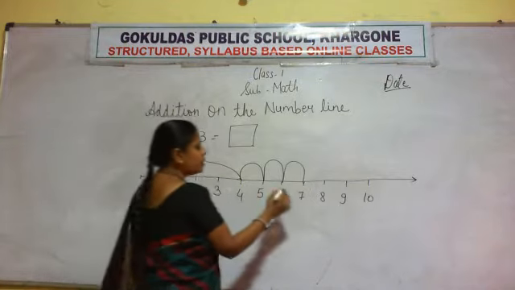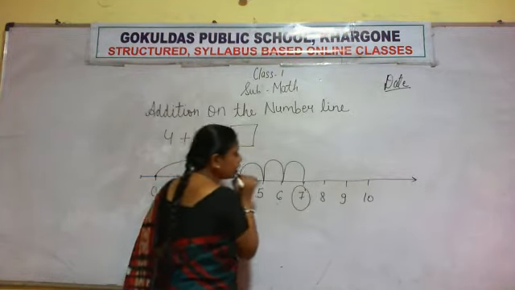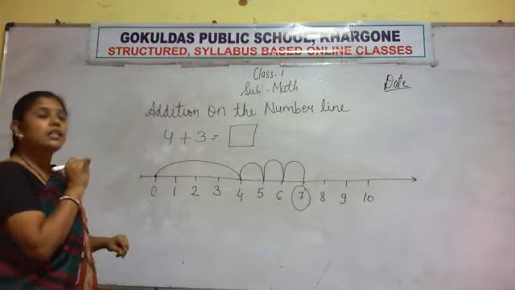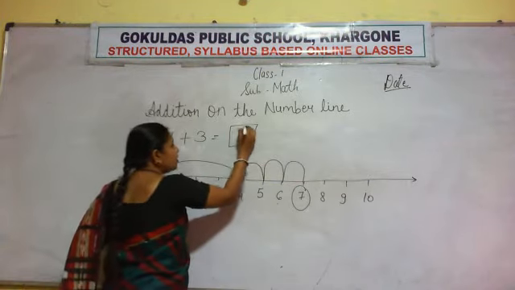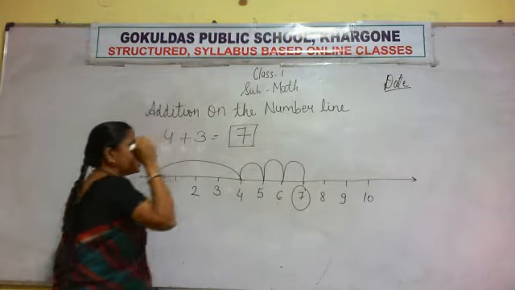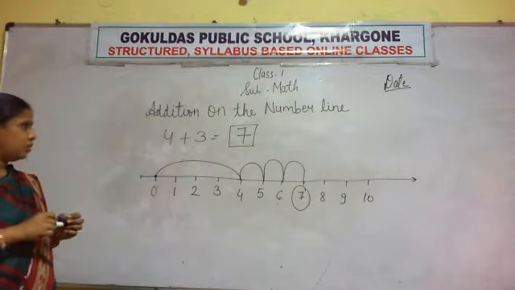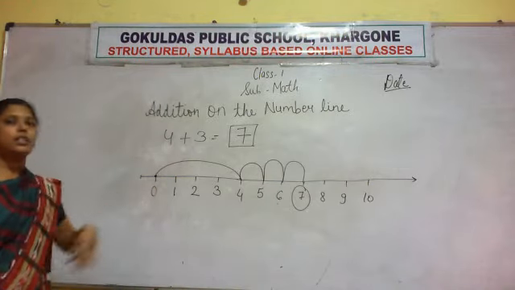And at which number do we stop? We stop at number 7. So what is our answer of addition of 4 and 3? The answer of our addition of 4 and 3 is 7.